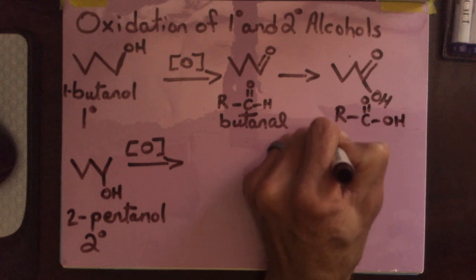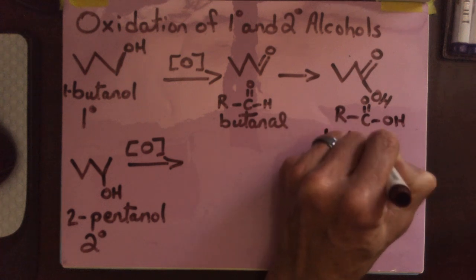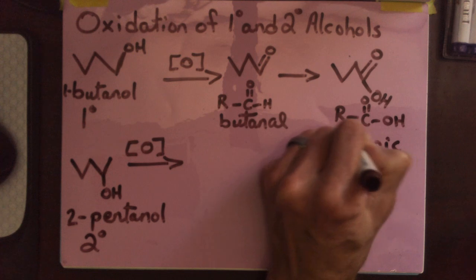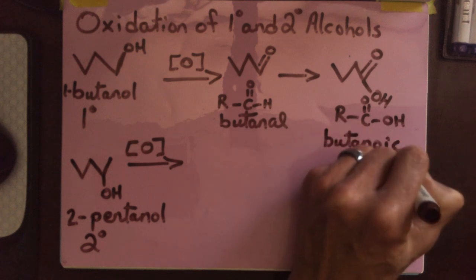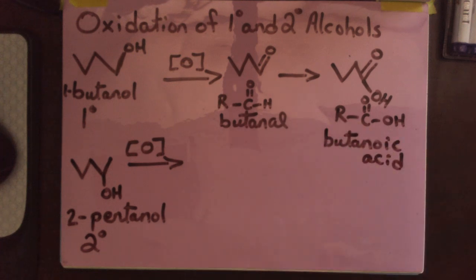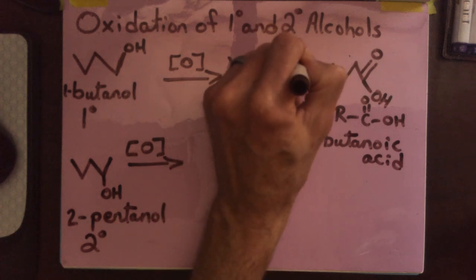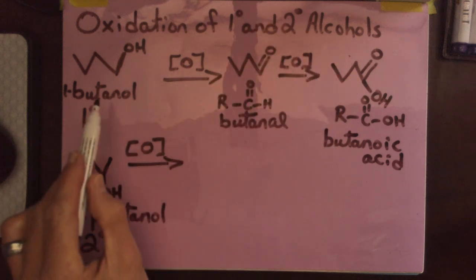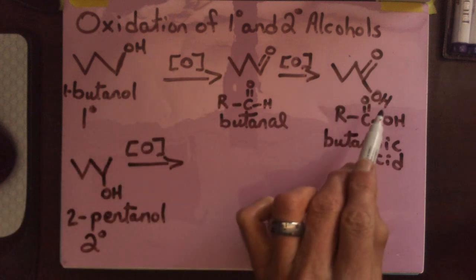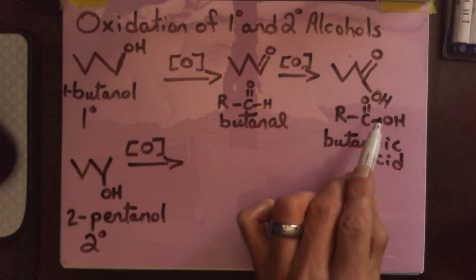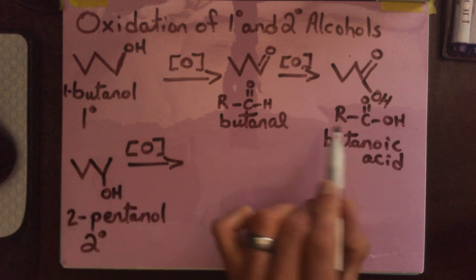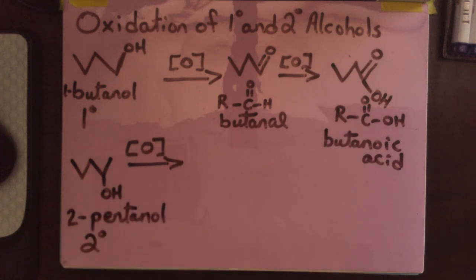This is called butanoic acid. Okay, butanoic acid. So we further oxidize it, and it goes to a carboxylic acid. Okay, that's with primary alcohols.